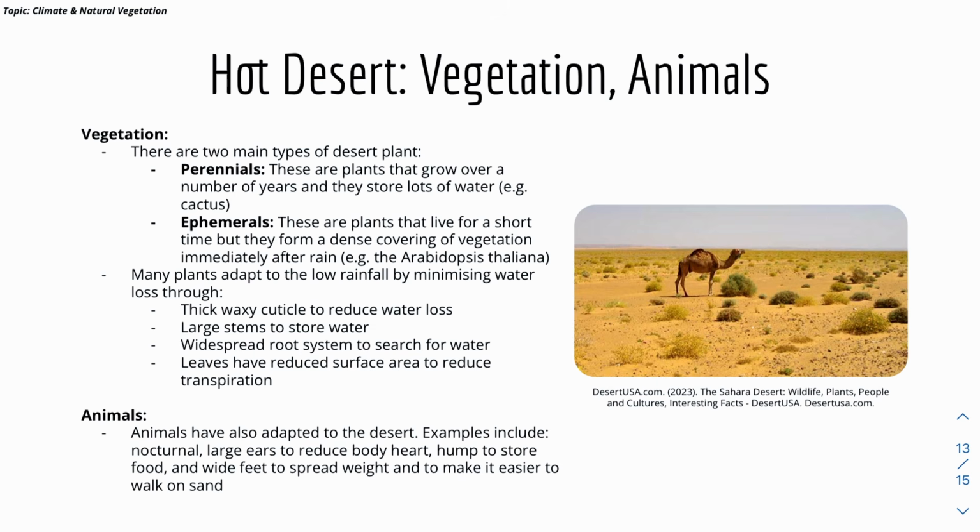And similar to the vegetation, the animals have also adapted to the hot desert climate, where they are nocturnal, and they have large ears to reduce body heat, and they have humps to store food and wide feet to spread weight to make it easier to walk across the sand or the desert.